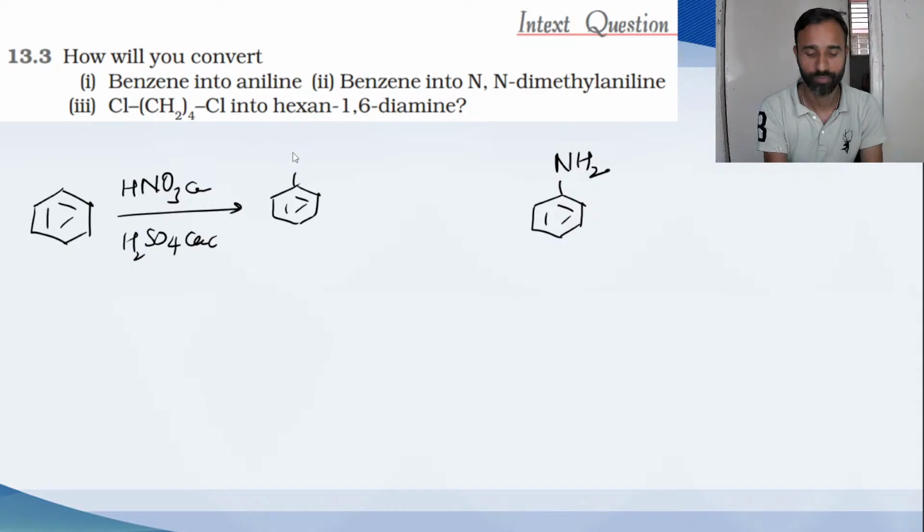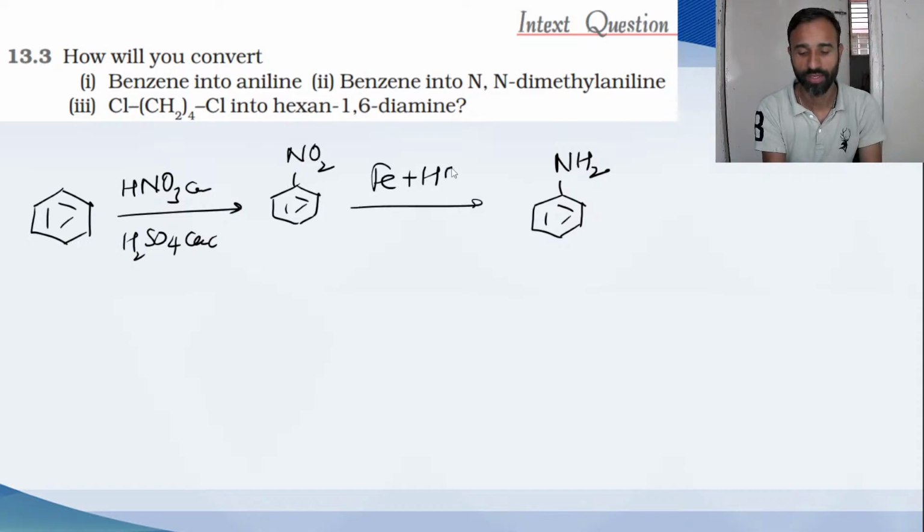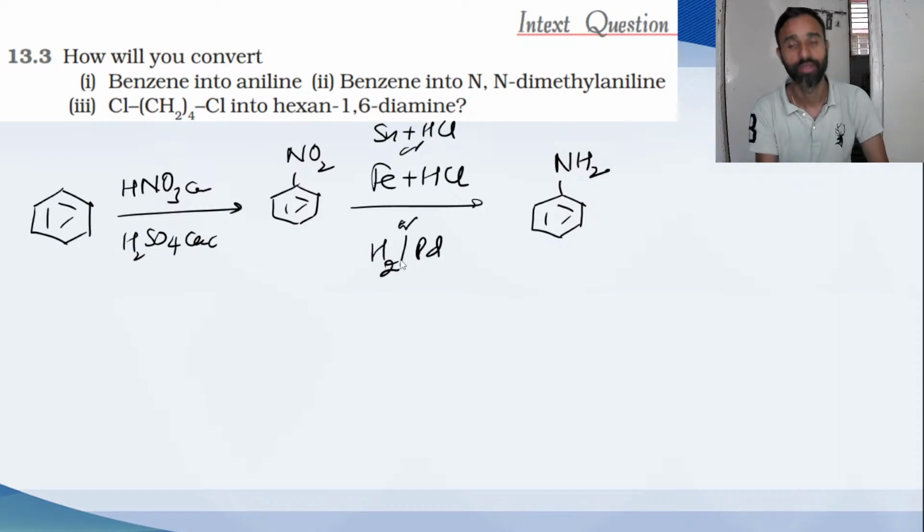Nitration. We get nitrobenzene, and then with Fe/HCl, just as we have done, Fe/HCl or Sn/HCl, or H2/Pd.